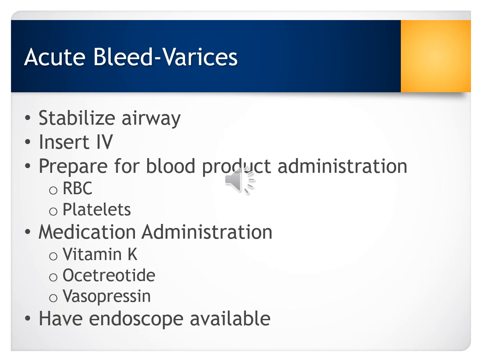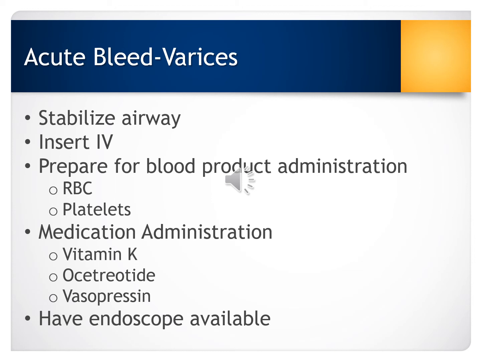If you suspect an acute bleed due to esophageal varices, or the patient is actively bleeding from esophageal varices, airway is going to be extremely important. Because the person can have an extreme hemorrhage from these esophageal varices, it would be very difficult to insert an endotracheal tube once the patient is actively bleeding. So we want to always make sure that our patient has a stable airway.